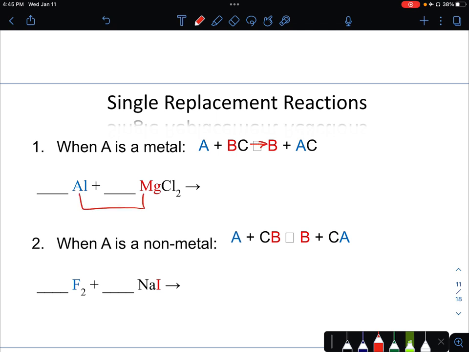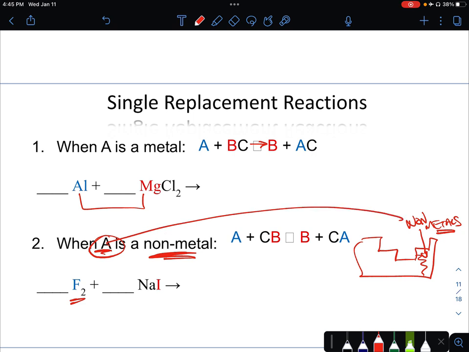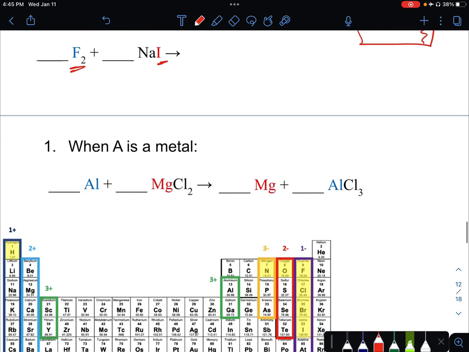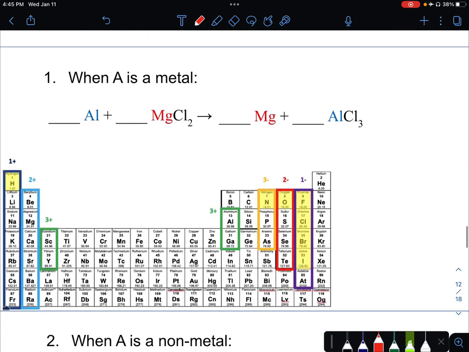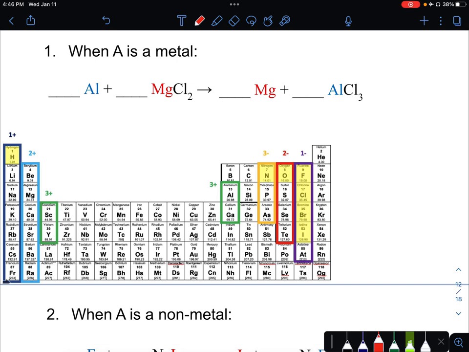So if we get something like this, right? Al and Mg are going to switch. Now, if A is a non-metal, sweet. How do we know it's a non-metal? When we look at that periodic table, right, and we see this staircase over here, non-metals are on the right side. So if this A is over there on that left side, like that, then we're switching the backs. Okay, again, you're not going to predict this stuff. So when we see A as a metal, aluminum, metal, Mg, metal, Cl, not a metal, right?